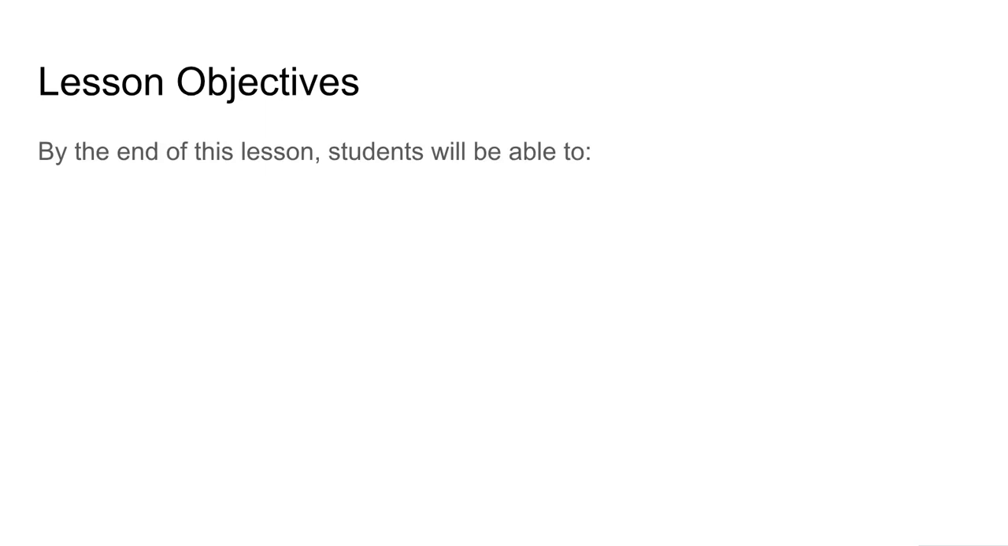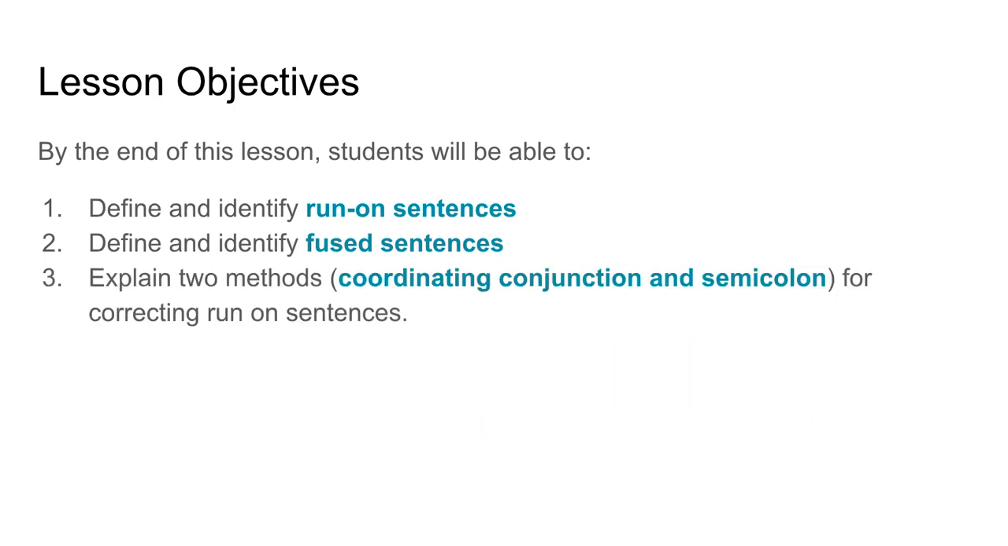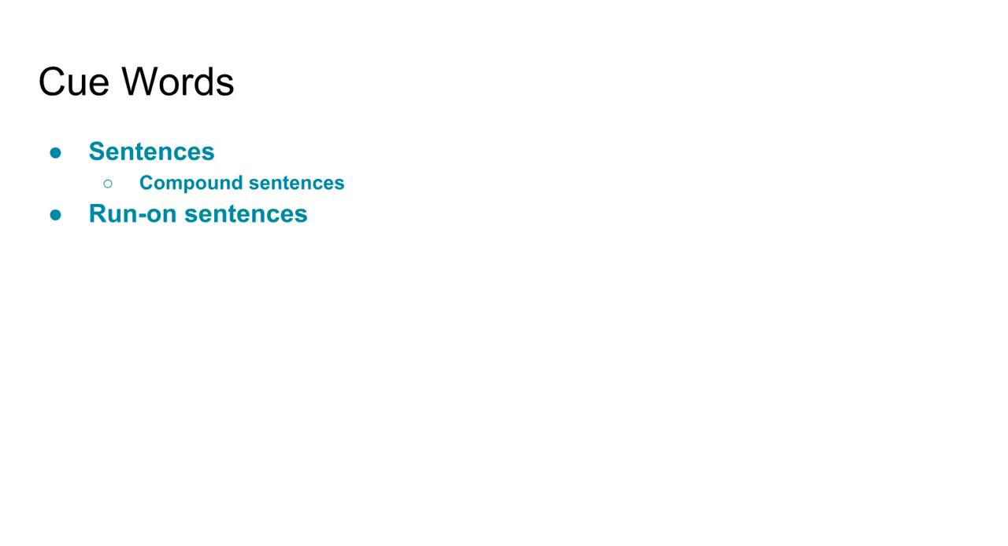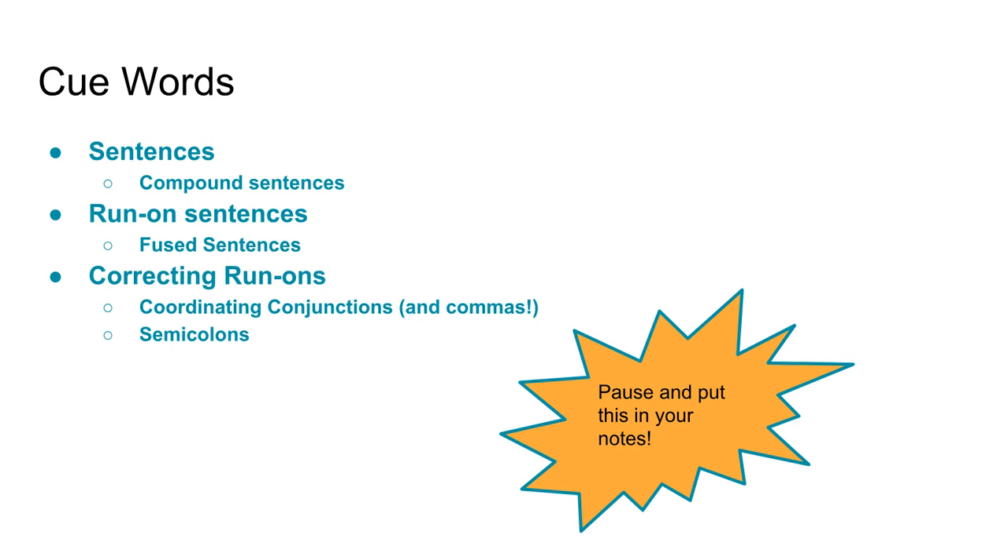Your lesson objectives are that by the end of the lesson, you will be able to identify and define run-on sentences and fused sentences, and that you'll be able to explain two methods, coordinating conjunction and semicolon, for correcting run-on sentences. As always, make sure you pause and put your lesson objectives in your notes. Your keywords are sentences, including compound sentences, run-on sentences, including fused sentences, and correcting run-ons, including coordinating conjunctions and semicolons. Again, make sure you put your keywords in your notes.